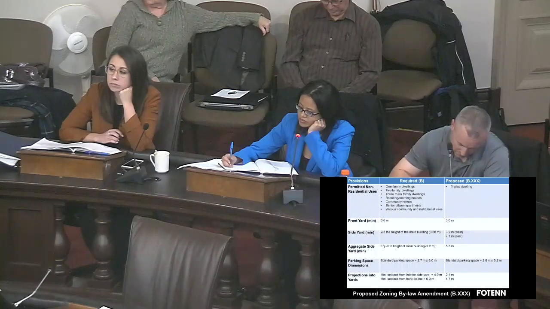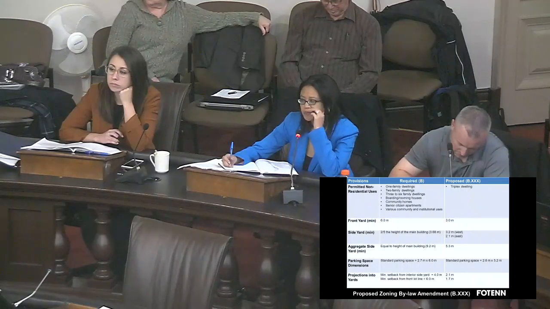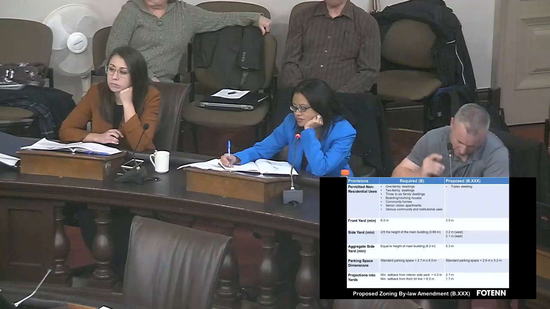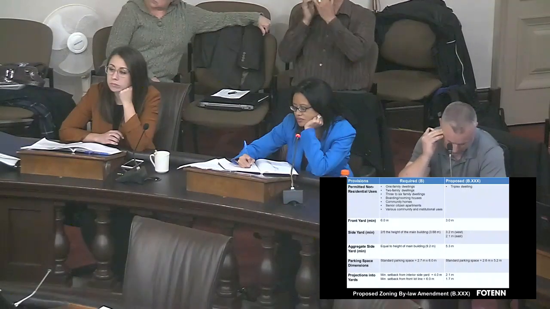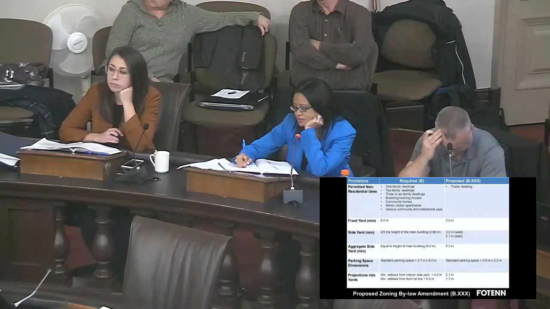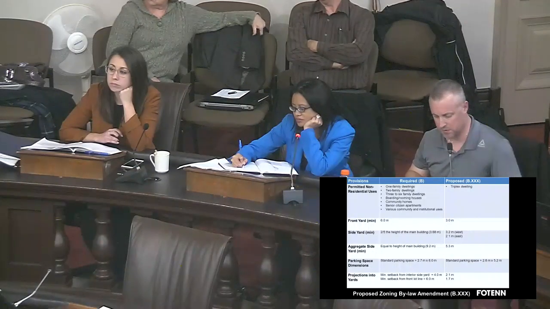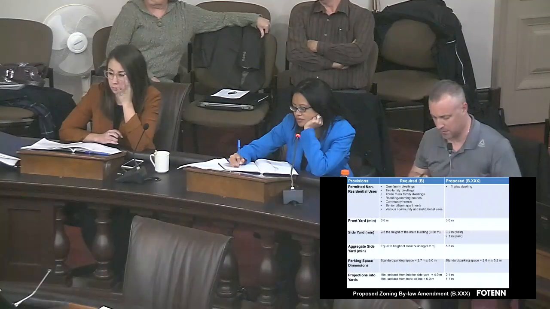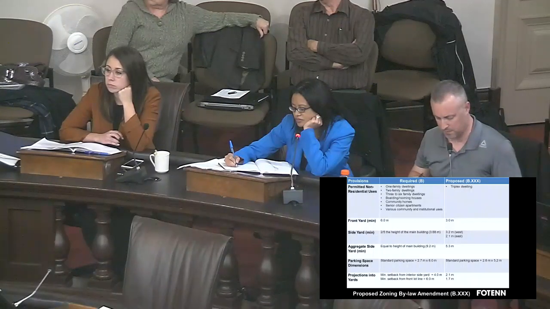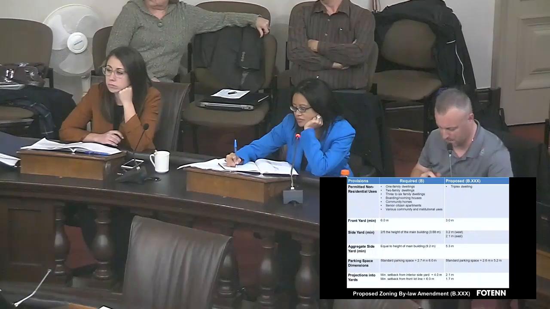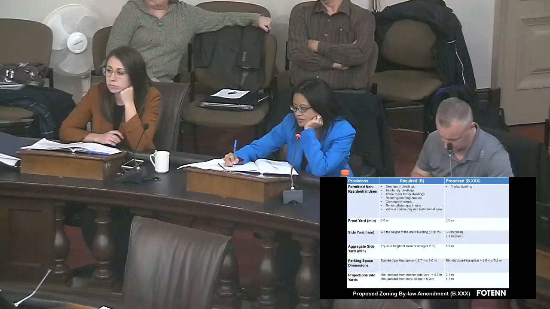So all I can say is, a structure of this height and this magnitude with all of these exemptions on front yard, side yard, backyard, I challenge everyone in this room, including the consultant and the proponent, to demonstrate to me how this at all fits with or complements our neighborhood. Thank you.